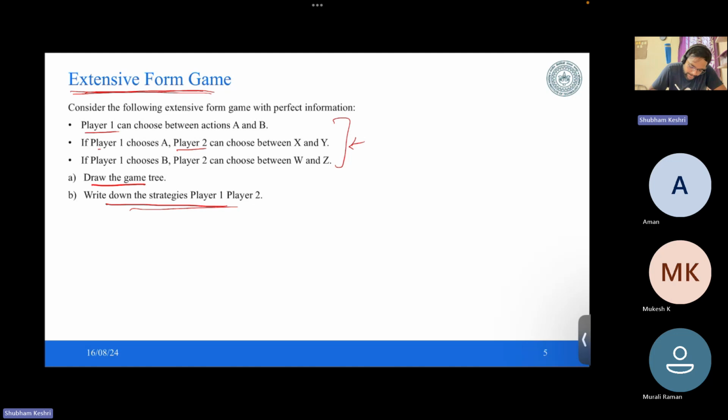All right. So you have two players, player one and player two. Player one has two actions, A and B, and when player one has played the game, next player two will play. When player one has chosen A, then player two can choose X or Y, and when player one has chosen B, player two can choose W or Z. So this is a very simple question. You have to just draw the game tree. You can just unmute yourself and help me draw the game tree.